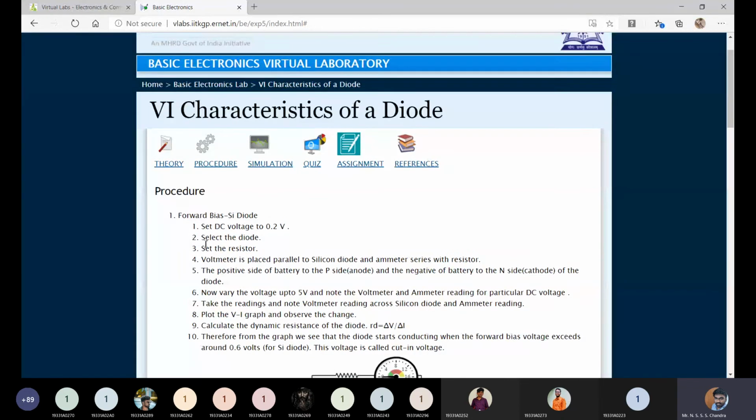First it says, set the DC voltage to 0.2 volts. Select the diode, set the resistor. The voltmeter is placed in parallel. You know that a voltmeter is always placed across an element. A voltmeter should never be kept in series, and an ammeter should always be kept in series. You should not keep an ammeter in parallel.